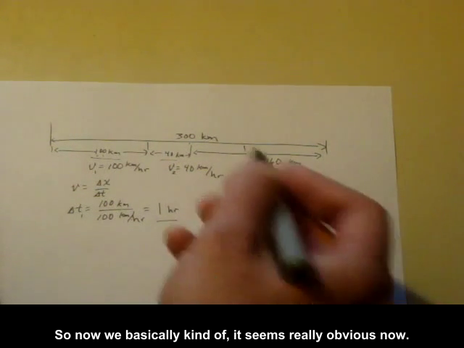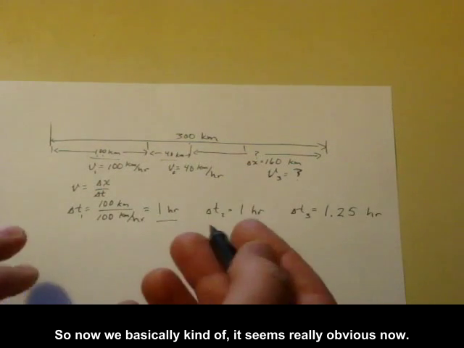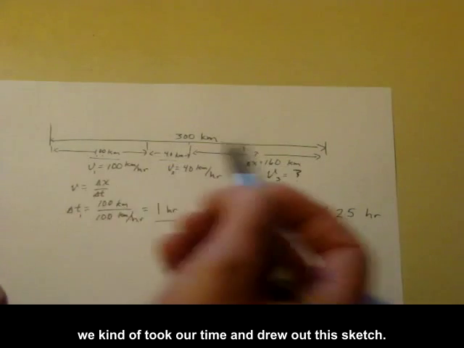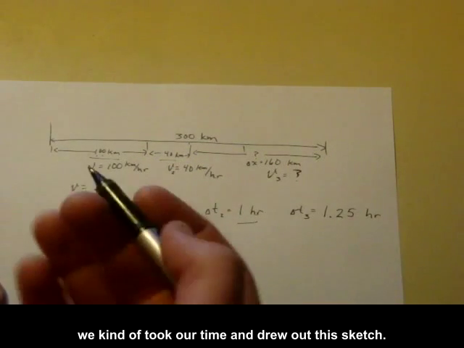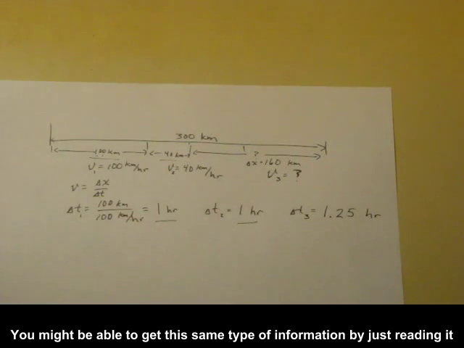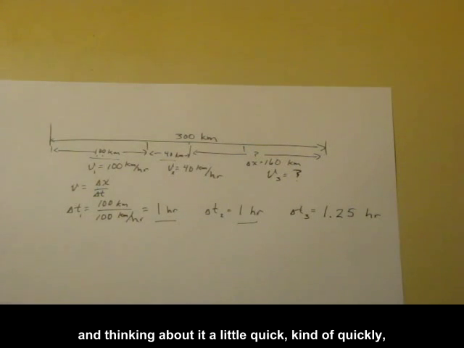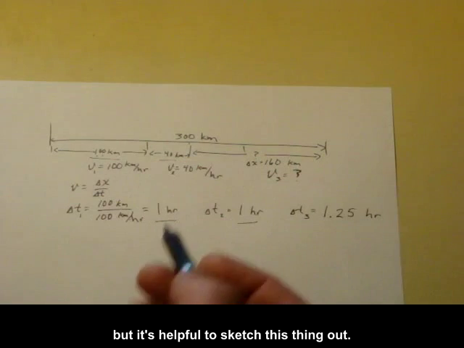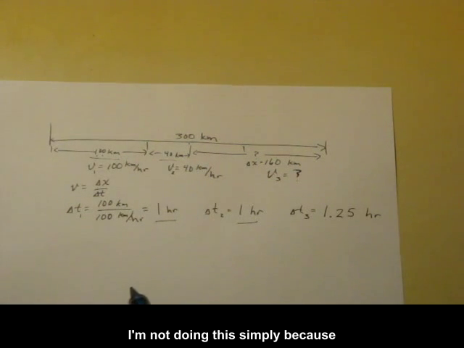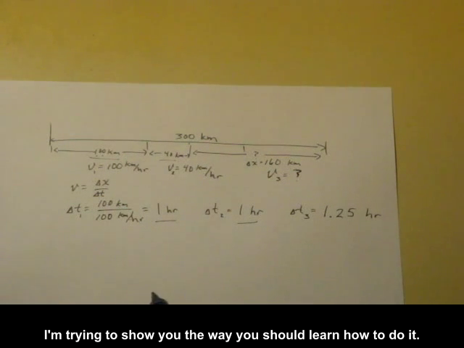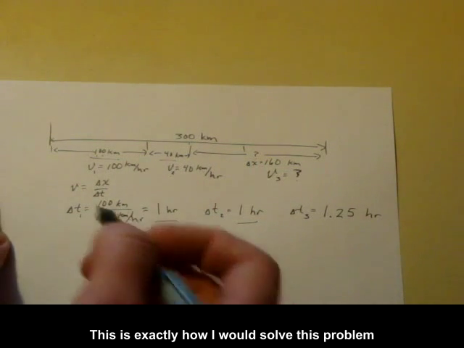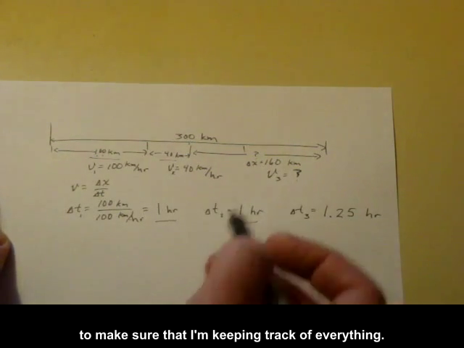So now it seems really obvious. The reason it seems so obvious is because we took our time and drew out this sketch. You might be able to get the same type of information by just reading it and thinking about it quickly, but it's helpful to sketch this thing out. I'm not doing this simply because I'm trying to show you the way you should learn how to do it. This is how I would do it. This is exactly how I would solve this problem to make sure that I'm keeping track of everything.